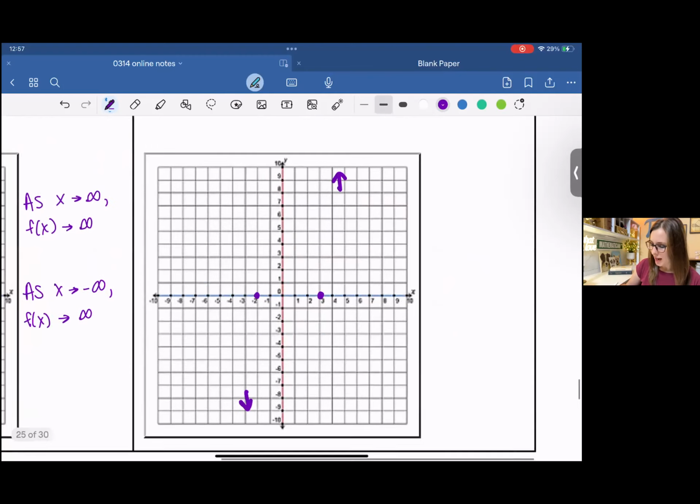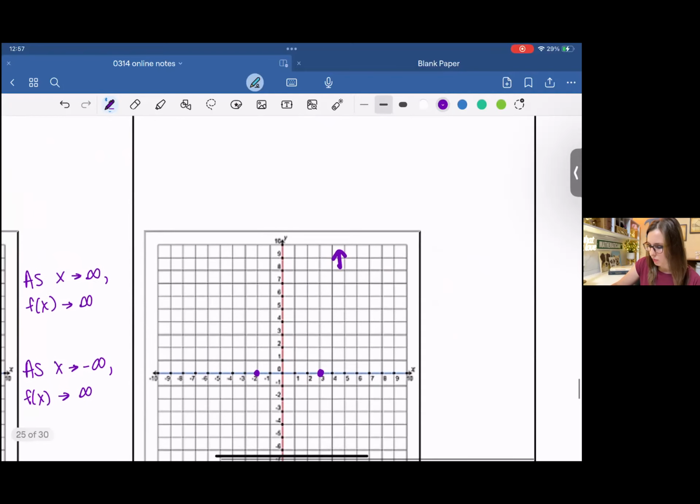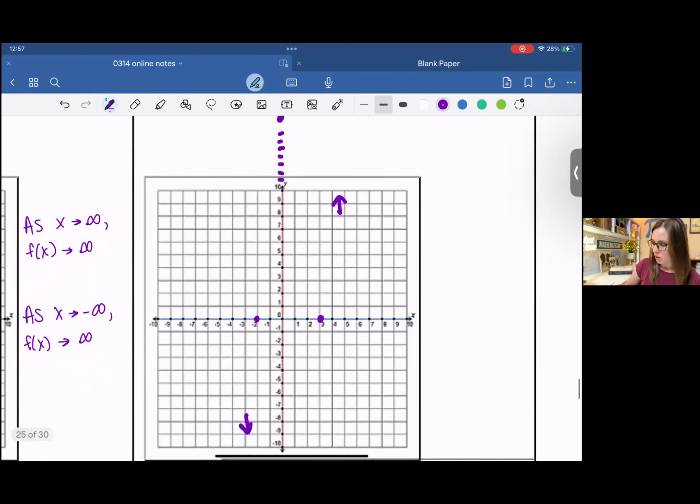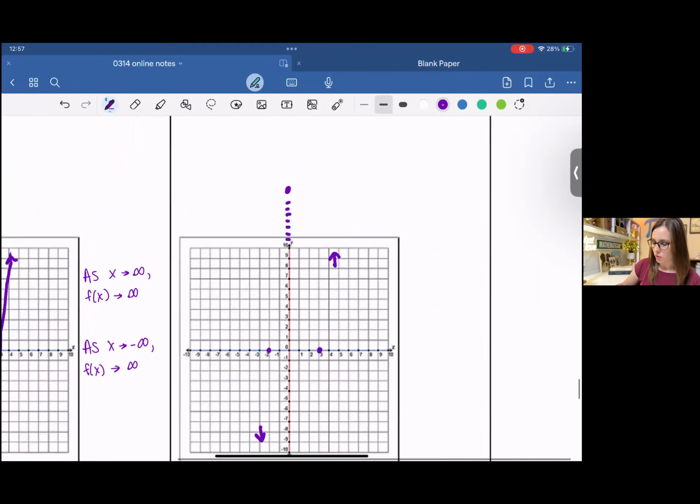The y-intercept is at 18, so that's going to be way up here. We've got 11, 12, 13, 14, 15, 16, 17, 18, way up here. I hate that it does that. So I think that's all of our info. Oh, no, it's not.